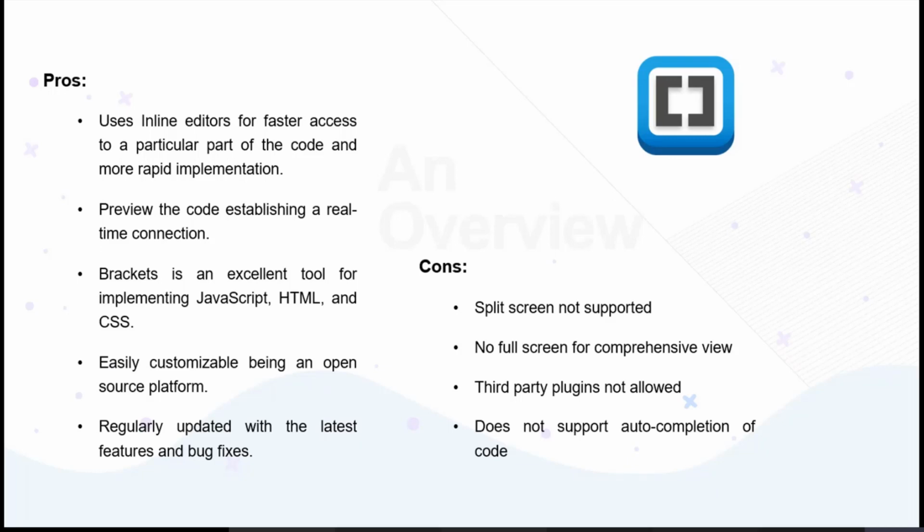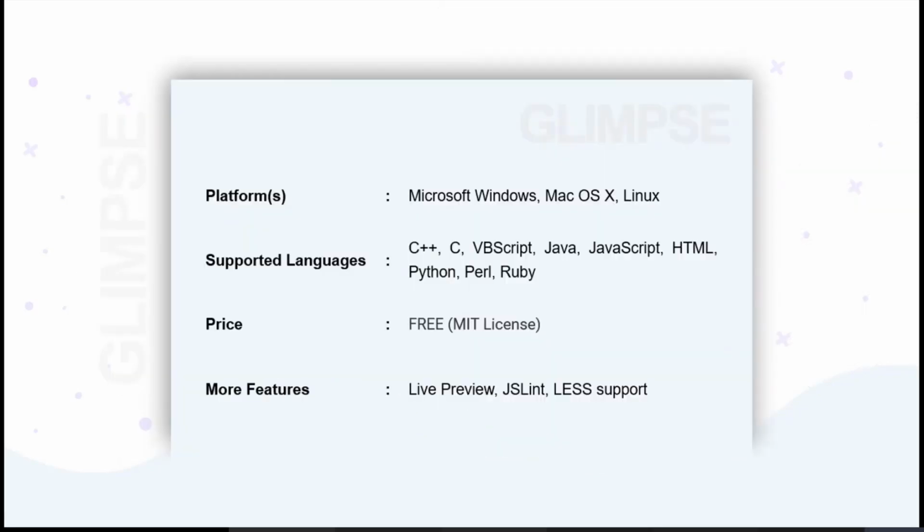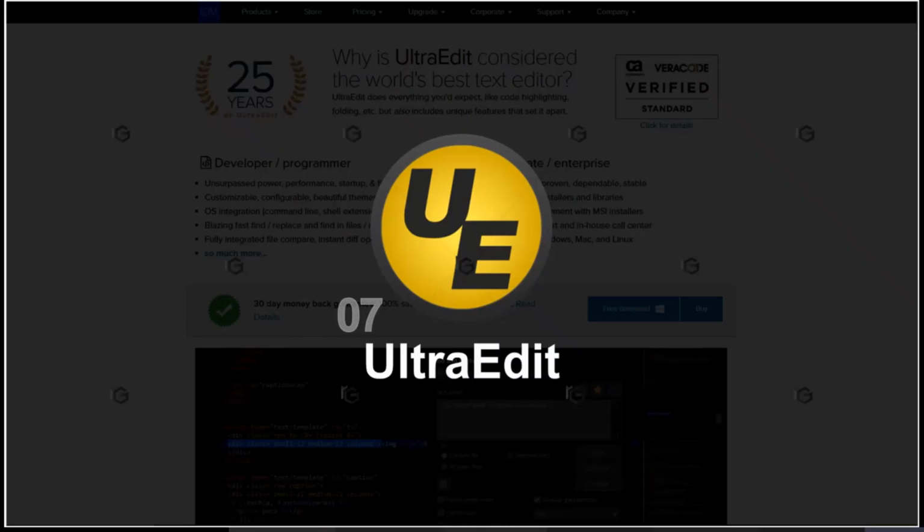So the cons of this application are that split screen is not supported, there is no full screen for a comprehensive view, third-party plugins are not allowed, and it does not support auto-completion of code. Then the platforms it supports: Windows, Mac, and Linux. Supported languages are C, C++, VB, Java, JavaScript, HTML, Python, Perl, and Ruby. The price is free. More features are live preview, JS lint, and LESS support.